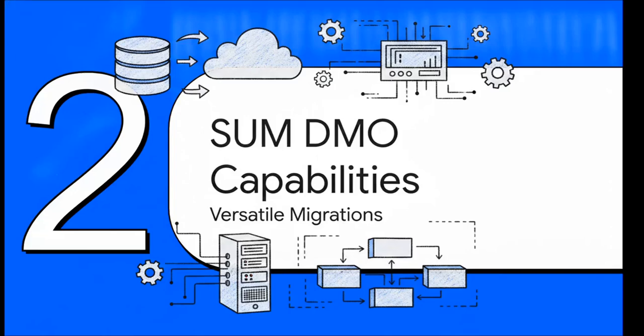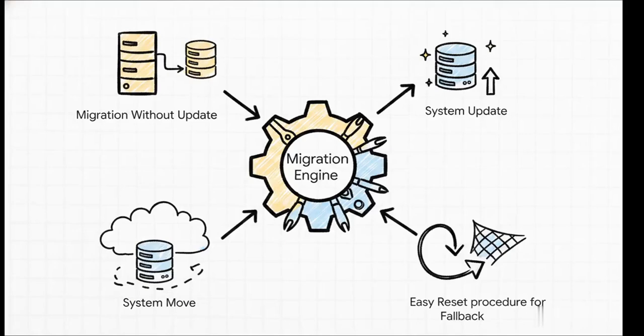Moving on to Section 2, SUM DMO capabilities. Well, it turns out DMO is just incredibly versatile. You can actually migrate your database without even touching your SAP application. That's the DMO without system update scenario you see here. And a massive benefit is that it doesn't even require generating an XML file. So much simpler, right? You can also run it alongside a system update or use the DMO with system move option if you're transitioning data centers, shifting from on-prem to the cloud, or changing operating systems.